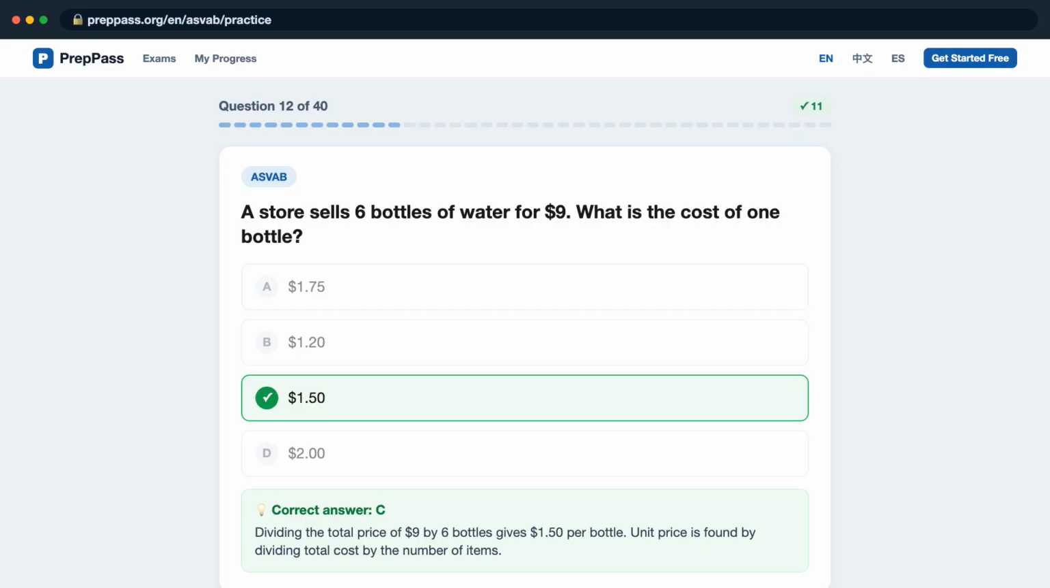Dividing the total price of $9 by 6 bottles gives $1.50 per bottle. Unit price is found by dividing total cost by the number of items.